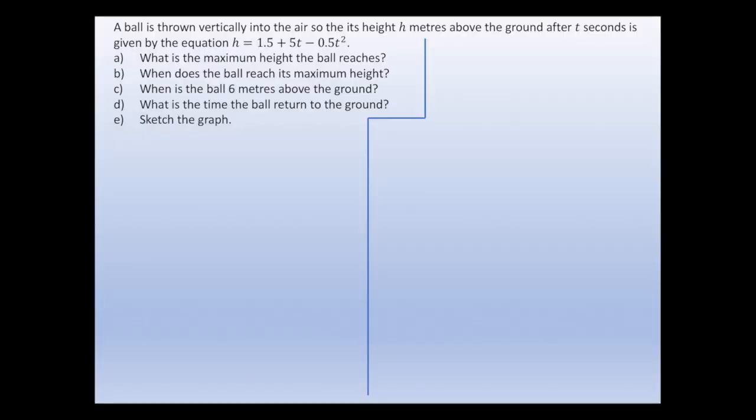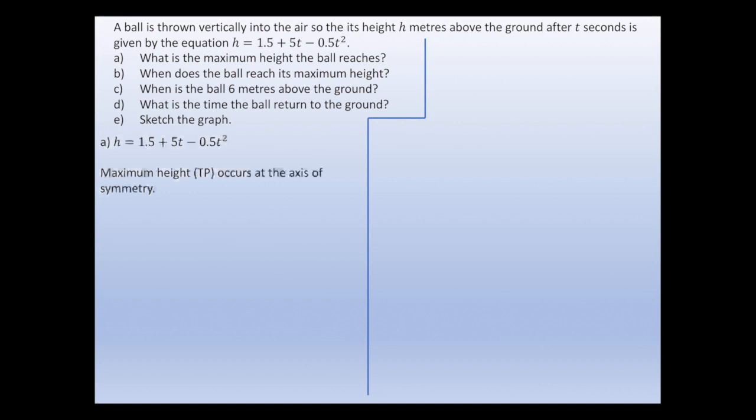Right. Second example. A ball is thrown vertically into the air so that its height h meters above the ground after t seconds is given by the equation h equals 1.5 plus 5t minus 0.5t squared. So we need to answer 5 questions, starting off with the maximum height the ball reaches.